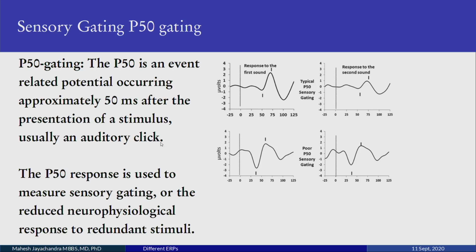So you have one P50, and then you look at the P50 to the next stimulus. Here on top, on the right, you see the response to the first sound, and you see the response to the second sound, which has been gated or filtered. Now, when you have poor gating, the first response isn't so big, but the second response is not small either. Typically, you see this in disorders of higher mental function like schizophrenia. This has an evolutionary significance: you can't have the same kind of response to redundant stimuli.